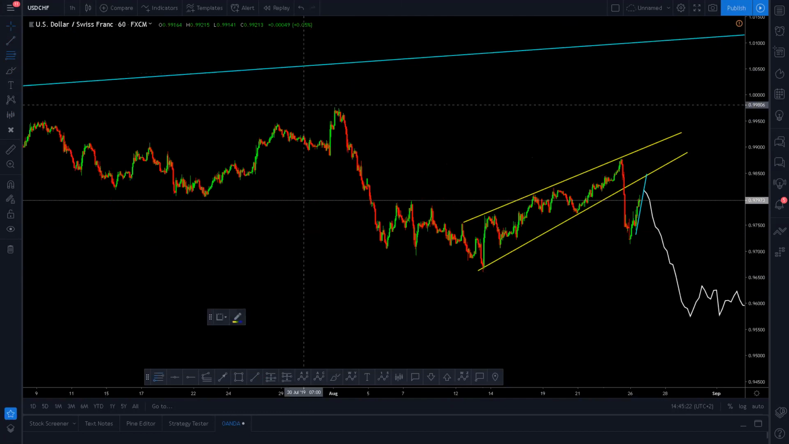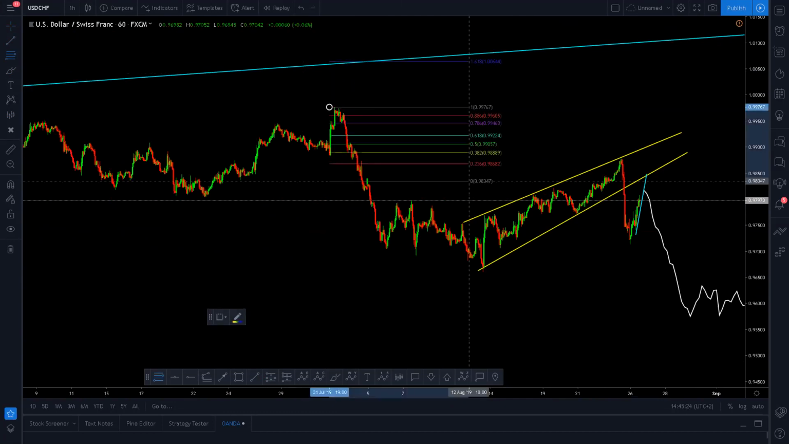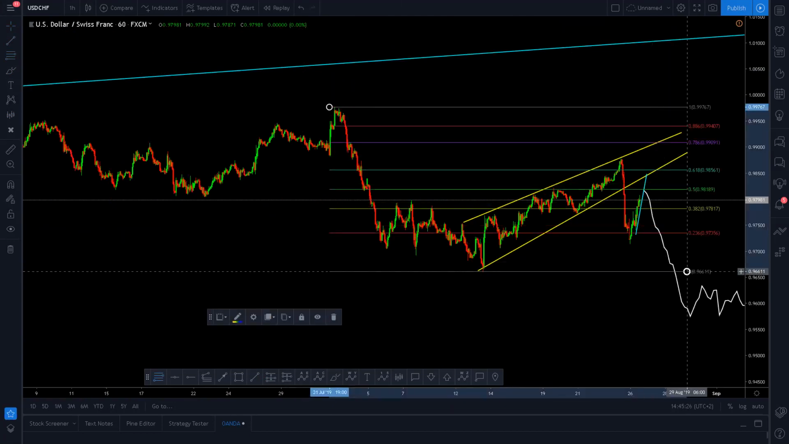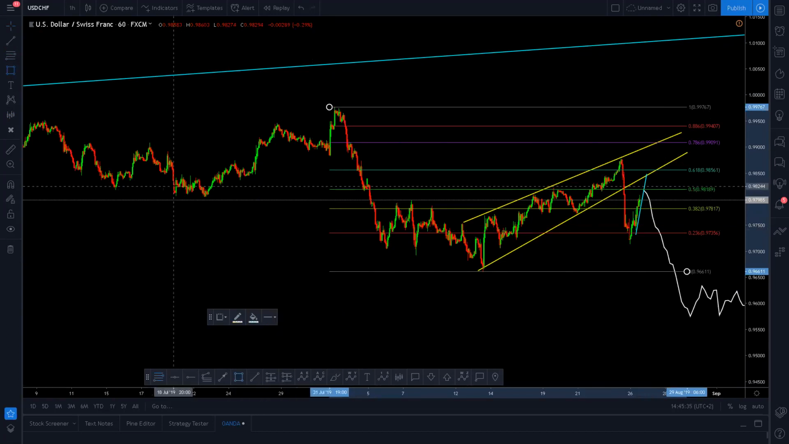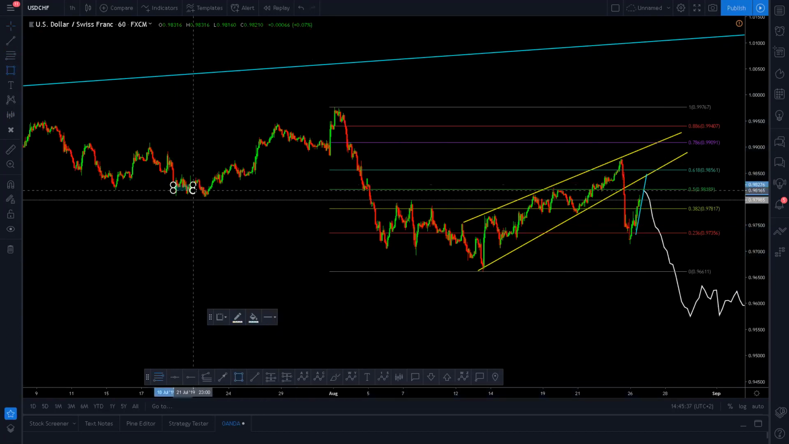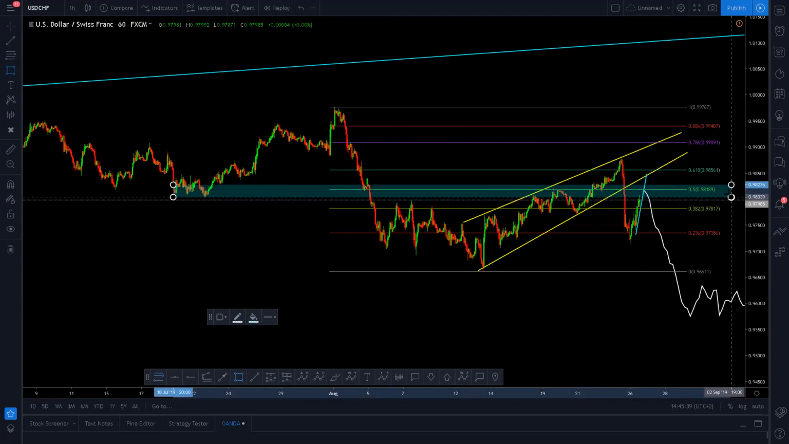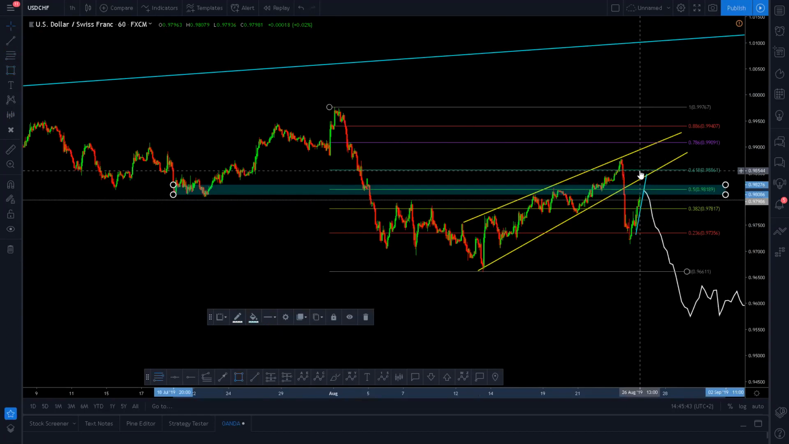Let me see if we can have some support and resistance zones. You see at 50%, we may draw a zone because you can see it was respected in the past like this.